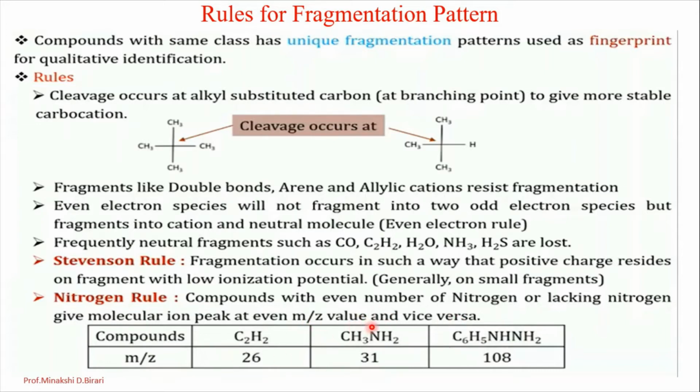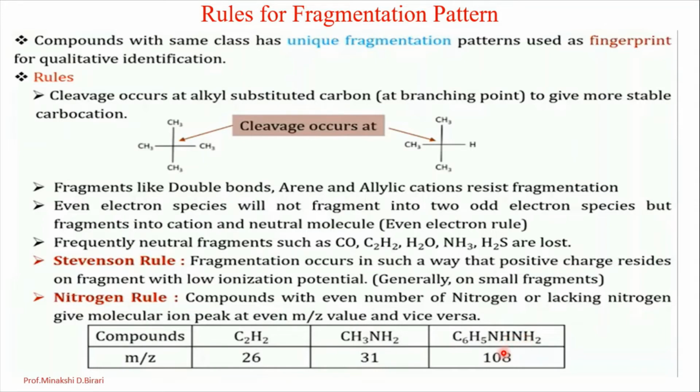So here we consider the compounds ethene, methylamine, and the third example, phenylhydrazine. In ethene there is no nitrogen, so the molecular ion peak is observed at m/z 26. For methylamine, the peak is observed at 31, and for phenylhydrazine, the peak will be observed at 108. So in ethene, there is no nitrogen. In methylamine, only one nitrogen. And in phenylhydrazine, there are two nitrogens.